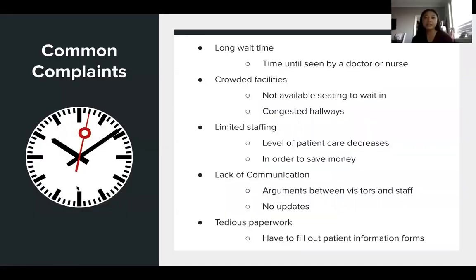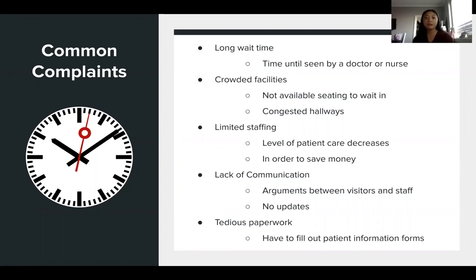Common complaints of the ER room consist of long wait time, crowded facilities, limited staffing, lack of communication, and tedious paperwork. With the chaos happening in emergency rooms, the amount of time until a patient is assisted by a nurse or seen by a doctor can be lengthy. This irritates many who visit the emergency room due to the fact that they are visiting because they are in pain and expect to be seen as soon as possible.